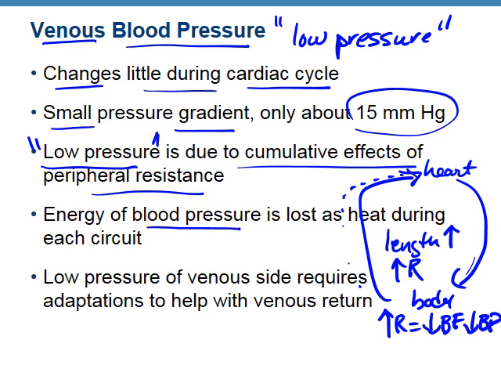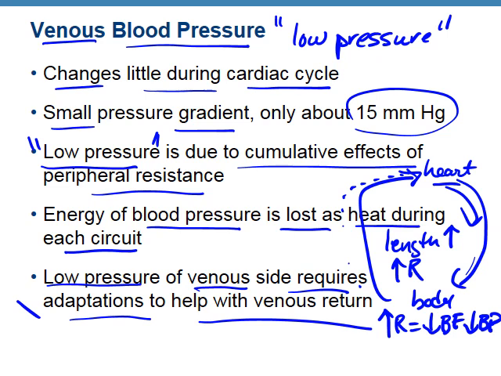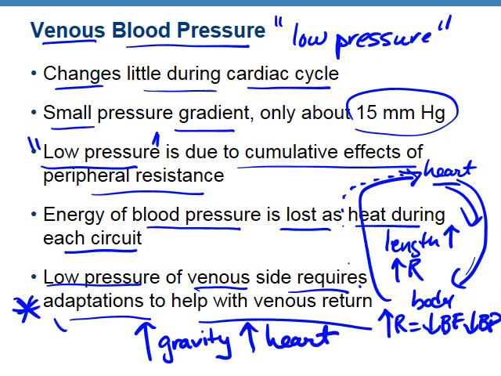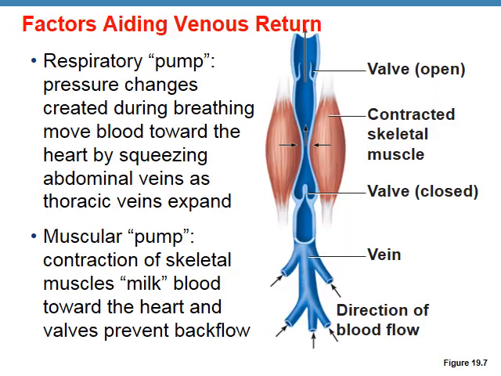The energy of the blood pressure is lost as heat during each circuit. So some of the kinetic energy, as the blood is flowing under high pressure, as it gets to each circuit and gets dropped off, you're losing some of that energy. Low pressure on the venous side requires adaptations to help with venous return. So we're going to look at some of these adaptations. Basically, if you're trying to push up against gravity to get back to the heart, you have to have some adaptations. All right, these are some of the factors that aid in venous return.